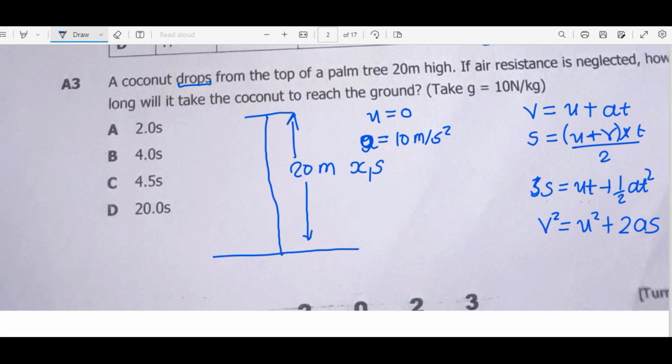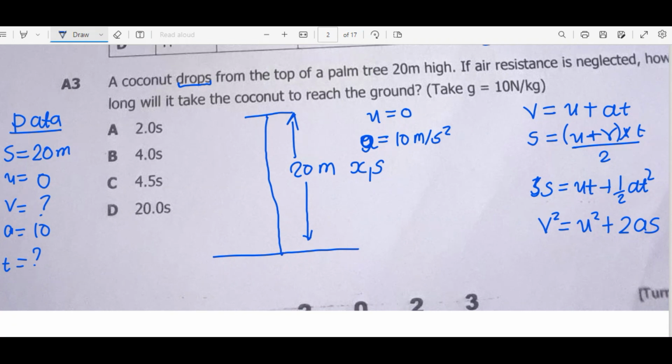Now, if we had to collect the data, here we have SUVAT. From the word SUVAT, S is for displacement. We have it as 20 meters, which is the same as height. Initial velocity is 0. Then the final velocity we don't have, so we just put a question mark. Acceleration is 10. Time we don't have. So the question is we want to find time.